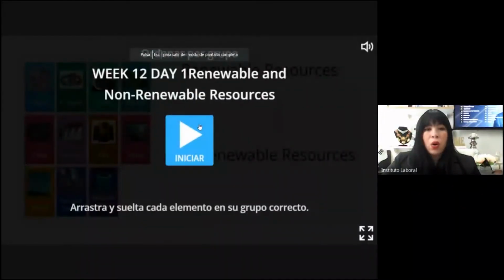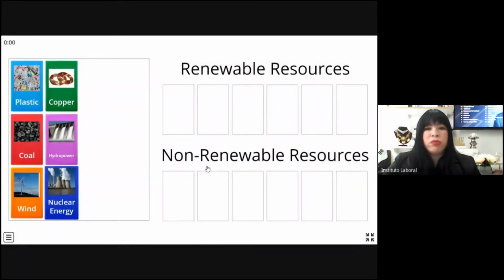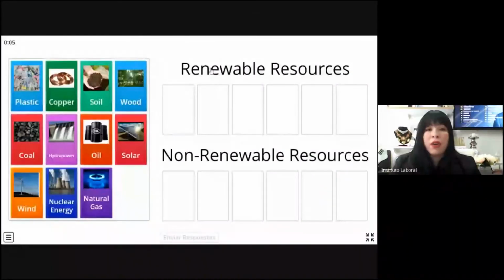What we are going to do is sort them into renewable or non-renewable resources. Renewable: things that can exist again and again. Non-renewable: they run out, se acaban. Renewable, se renuevan. Non-renewable, they get used up, they run out. No more. They do not exist anymore.